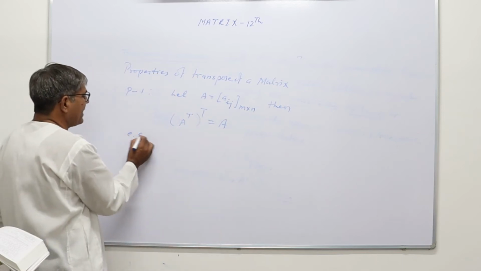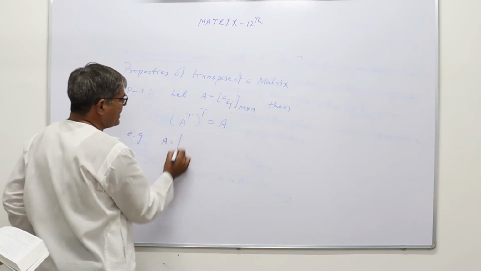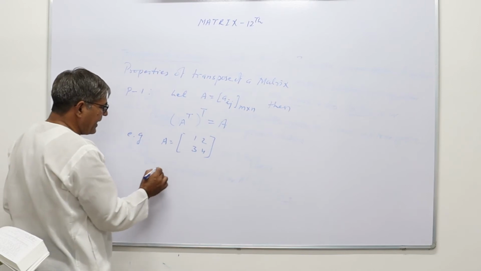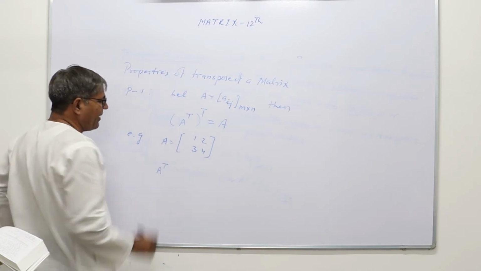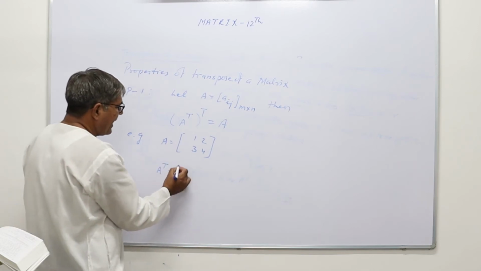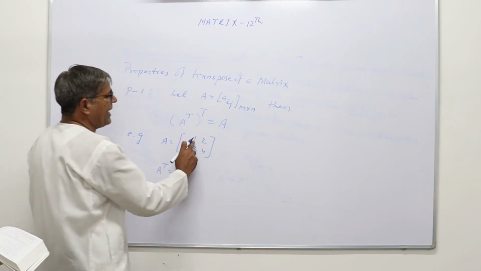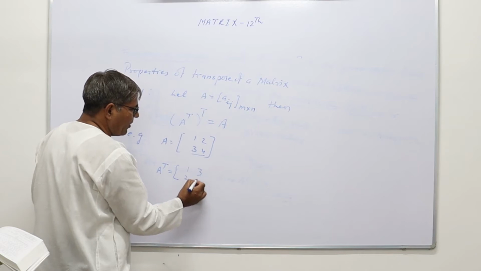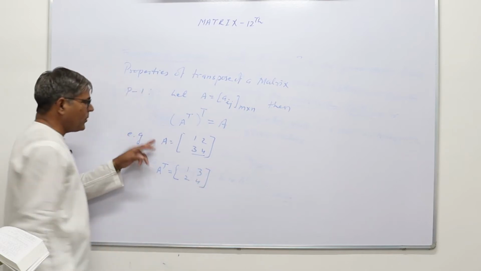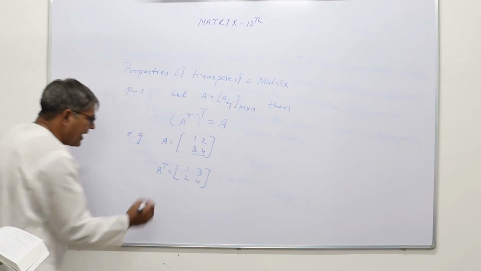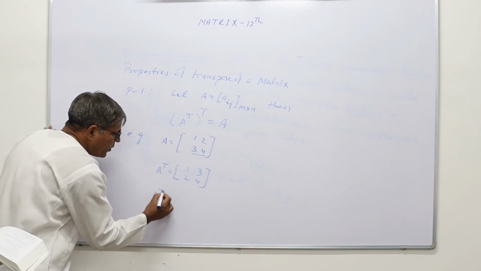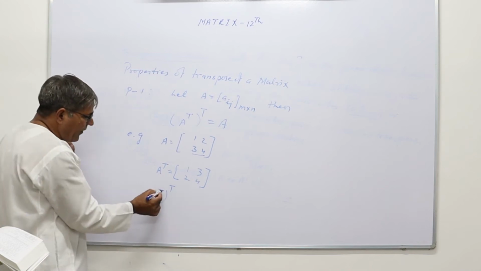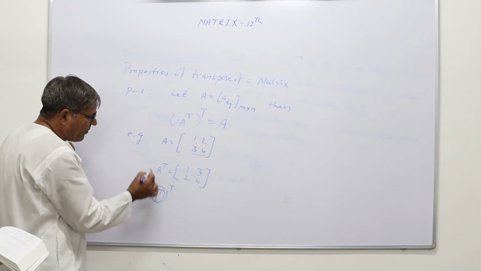For example, let us suppose the given matrix A is [1, 2; 3, 4]. Then what will be the transpose? The transpose of the given matrix will be A^T. How will we find it? We write the first row into the first column, then the second row into the second column. So this is the transpose of the given matrix. Now again, we have to find the transpose of the transpose, that is, the transpose of this A^T. And what is A^T?